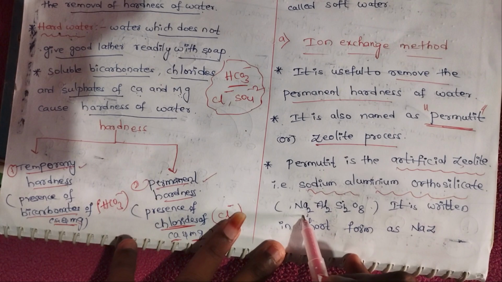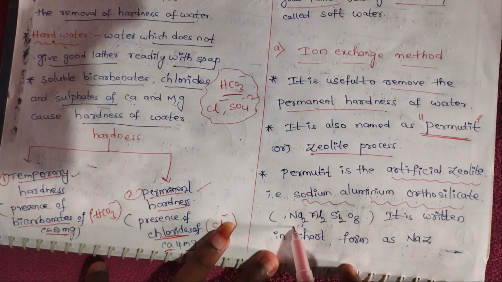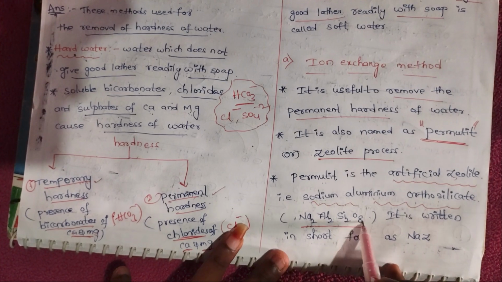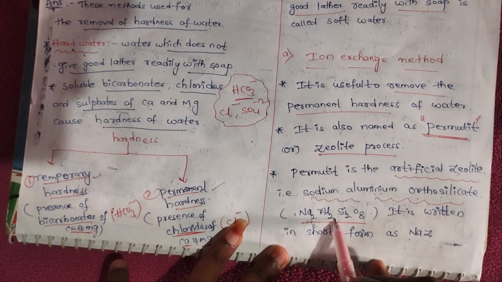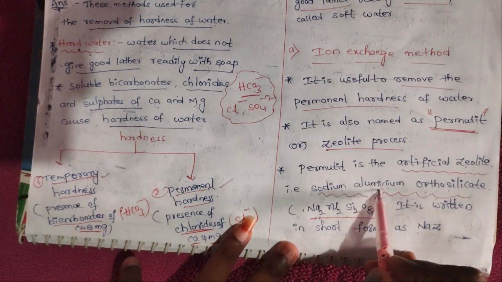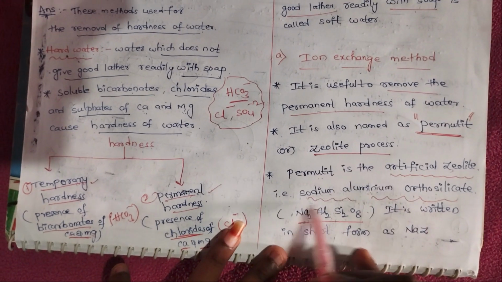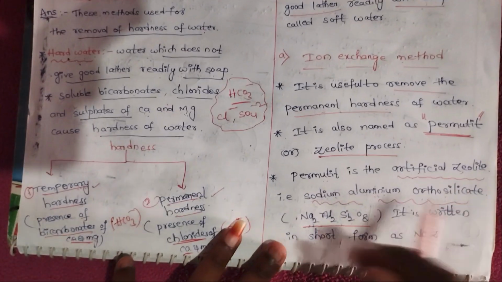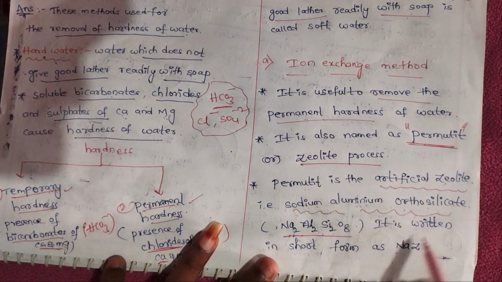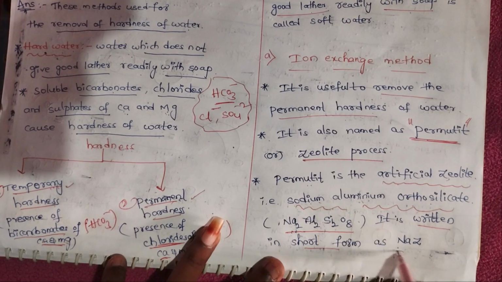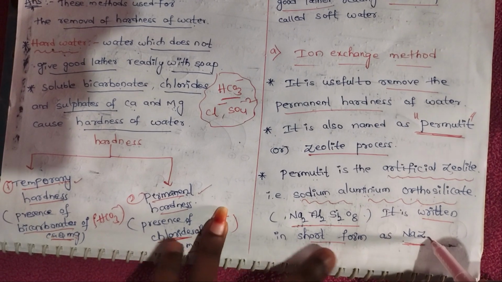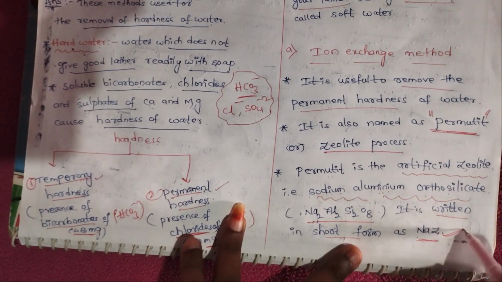What is the formula of sodium aluminum orthosilicate? It is Na2Al2Si2O8. This is the zeolite, the artificial zeolite. It is a long formula, so to simplify the explanation of reactions we write it in a short form: sodium aluminum silicate is written as NaZ.